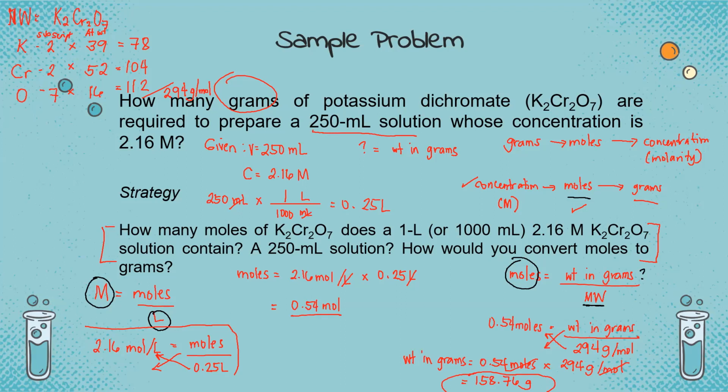So, we have answered how many grams of potassium dichromate need to be dissolved in a 250 ml solution for its concentration to be 2.16 molar. So the answer is we need 158.76 grams. So if it's the reverse, class, we measure 158.76 grams of potassium dichromate, dissolve it in a 250 ml solution, and automatically the concentration will be 2.16 molar. Questions?